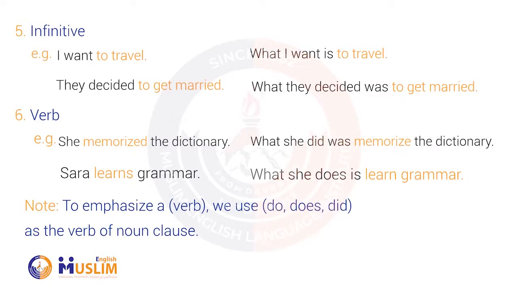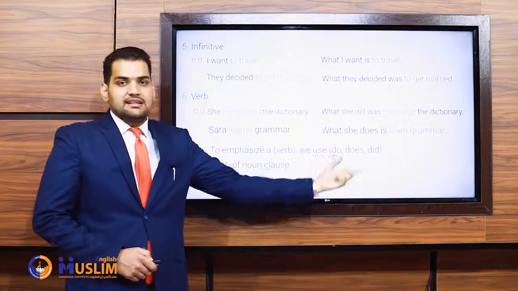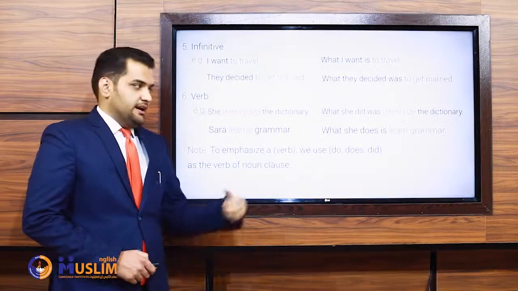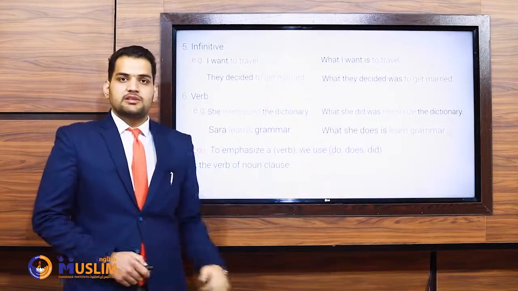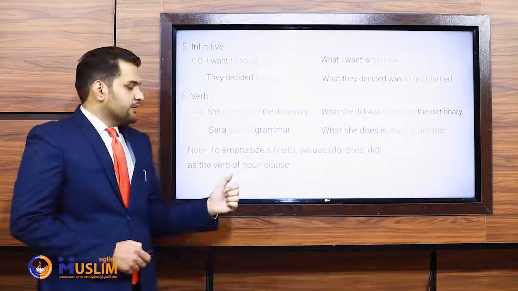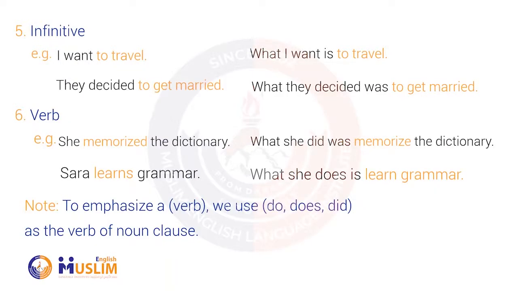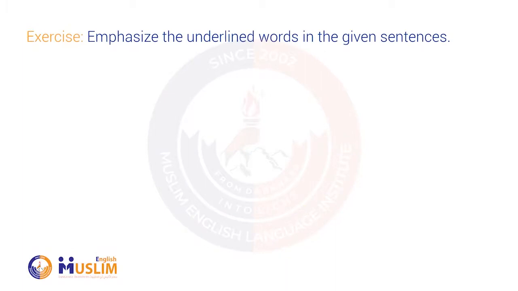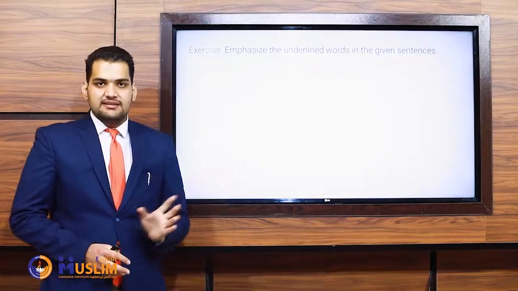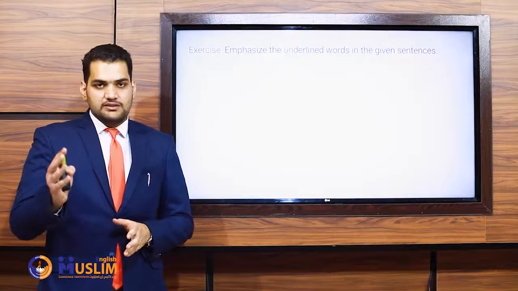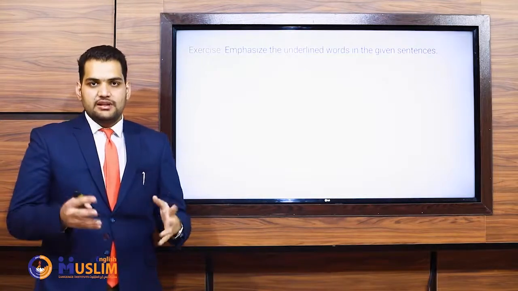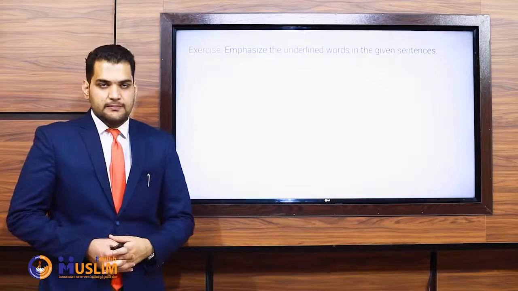Remember, to emphasize a verb, we use what? Do, does, did. Do and does in the present and did in the past. And it's clear that do and does can also be used to talk about the future as the verb of noun clause. Let's do an exercise. Emphasize the underlined words in the given sentences. So here are some sentences, and in each sentence I have underlined some words. You have to make pseudo-cleft sentences for those underlined words.